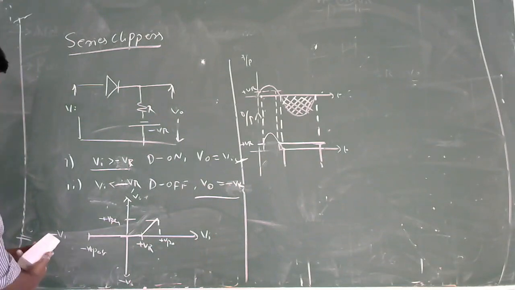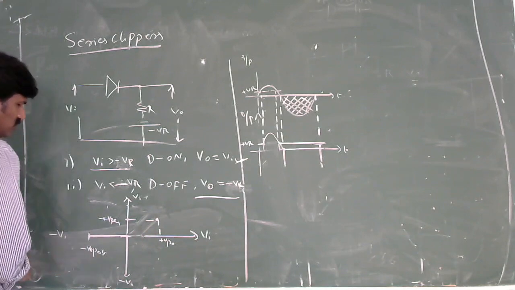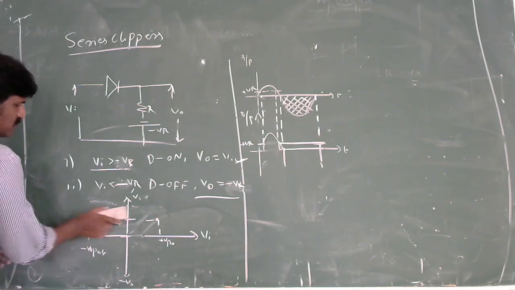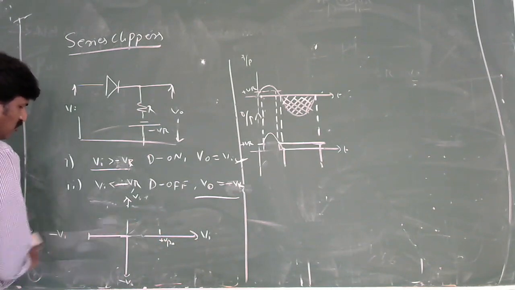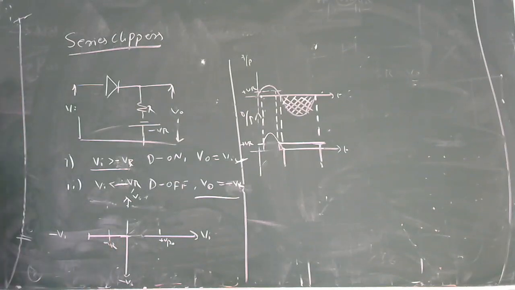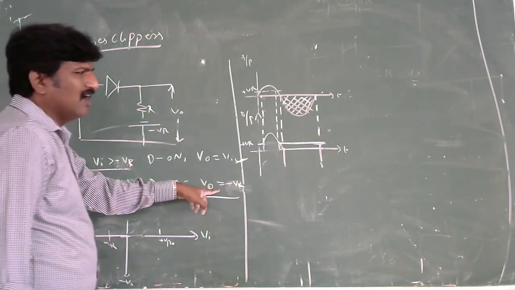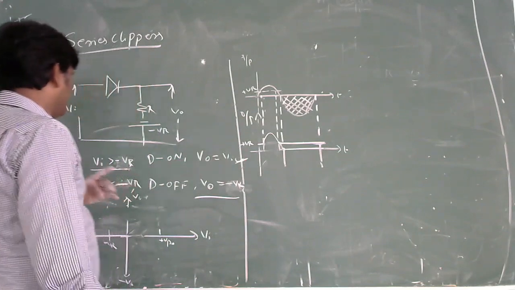You can extend this one. This one was a plus VR. Now you have to move this one for the minus VR. They have to be marked like a minus VR, because reference voltage is minus VR. What is the condition for this one? When Vi is less than minus VR, output follows the minus VR.